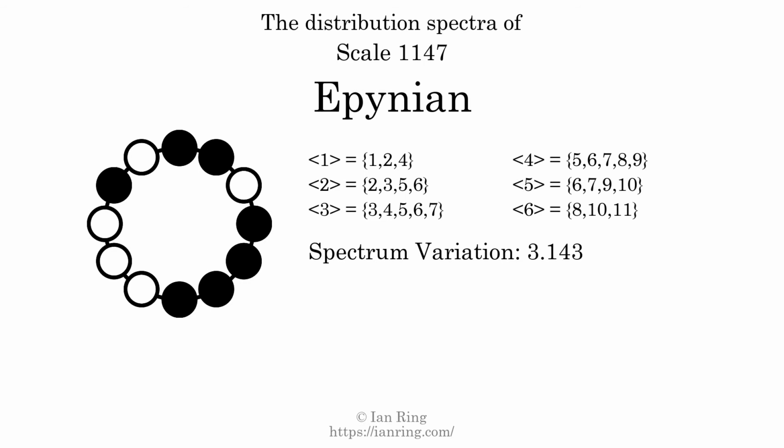The spectrum variation is the sum of all the widths, divided by the number of tones. The spectrum variation of this scale is 3.143. Since the variation is greater than 0, this indicates that the scale is not perfectly even. The highest spectrum width is 4. Since this is greater than 1, we know that this scale is not maximally even.